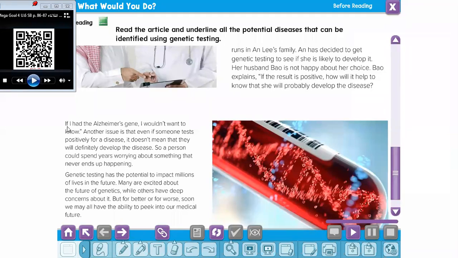If I had the Alzheimer's gene, I wouldn't want to know. Another issue is that even if someone tests positively for a disease, it doesn't mean that they will definitely develop the disease. So a person could spend years worrying about something that never ends up happening. Genetic testing has the potential to impact millions of lives in the future. Many are excited about the future of genetics, while others have deep concerns about it. But for better or for worse, soon we may all have the ability to peek into our medical future.